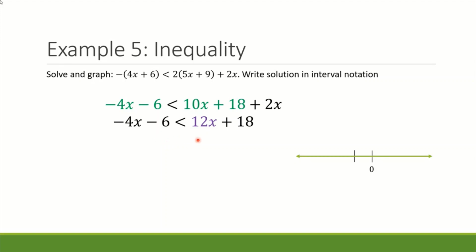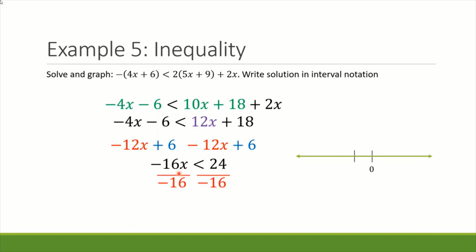Add or subtract both sides, because you want to move all your variables to one side and all your constants to the other side. So I'm going to subtract 12x from both sides. I'm going to add 6 to get rid of this minus 6. So here those 6's will cancel. That will give me negative 12x less than 24. And I want to get rid of this negative 12. So it's multiplication, so I do the opposite, which is divide. And I'm going to divide both sides by negative 12.